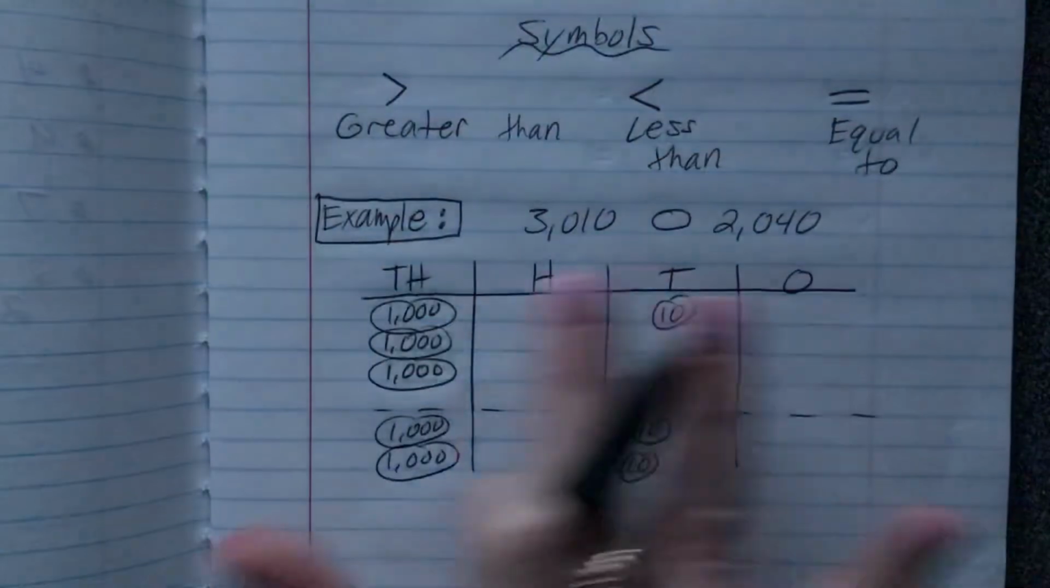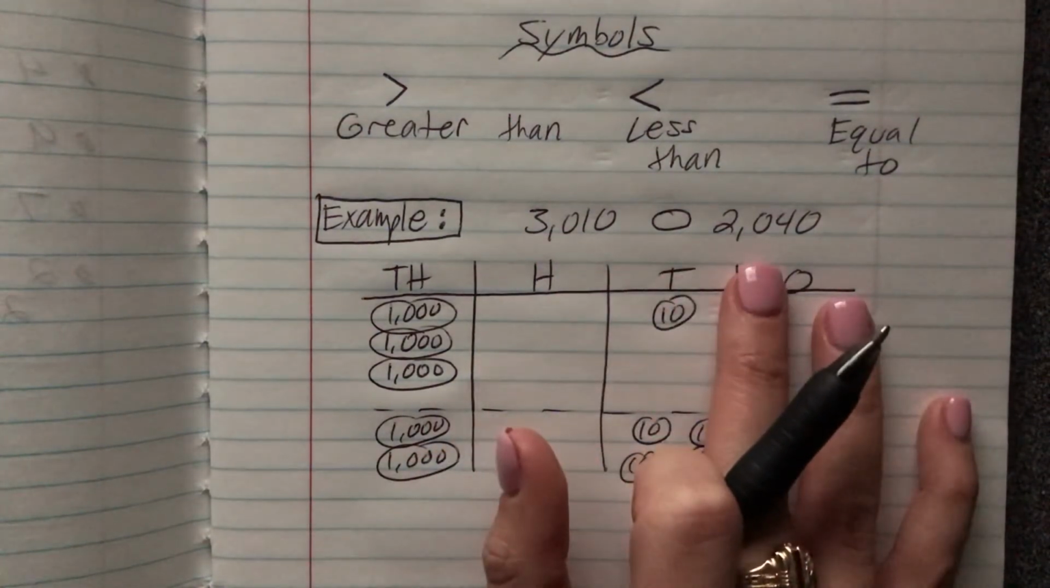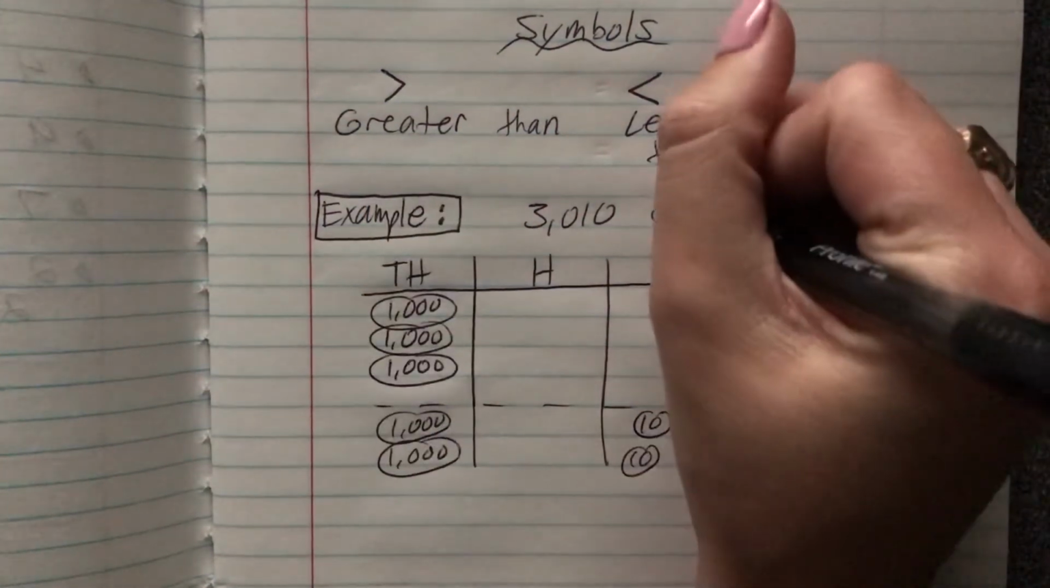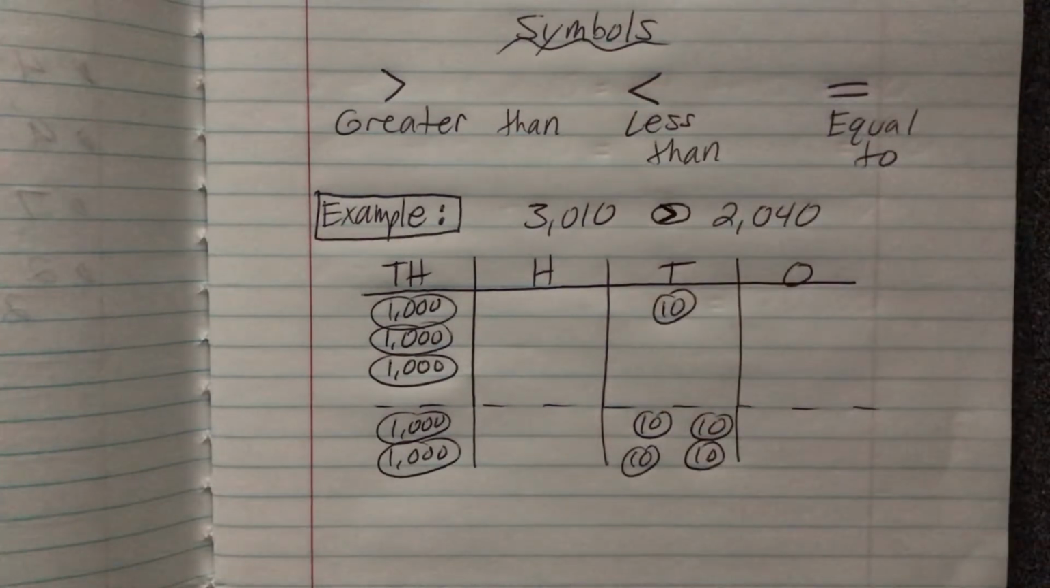So ultimately, looking at all this, we can say that 3,010 is greater than 2,040. So I'm going to use this greater than symbol to put in the middle. And then we can go ahead and move on to our next example.